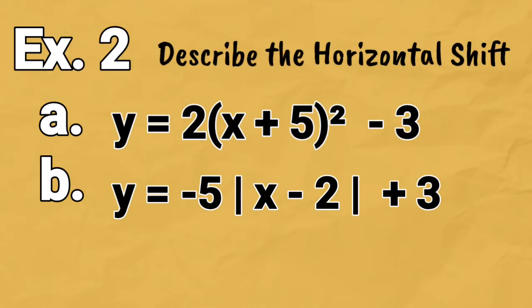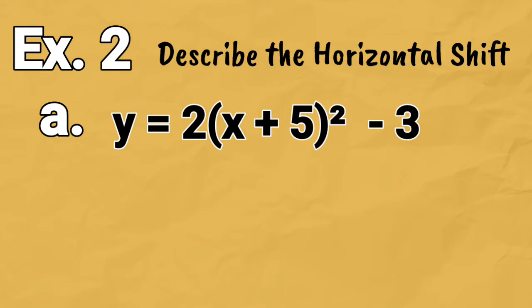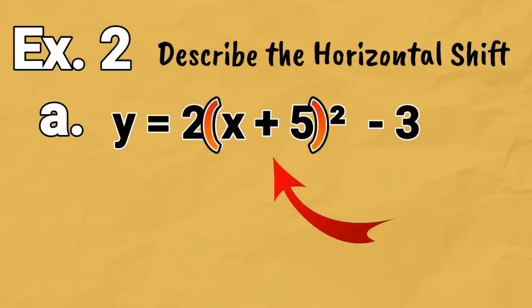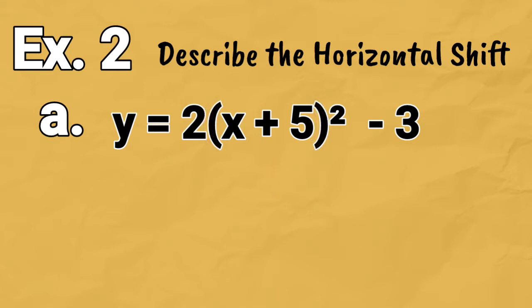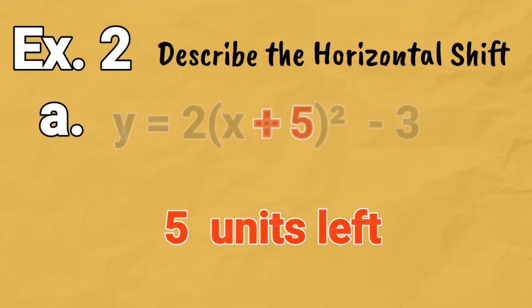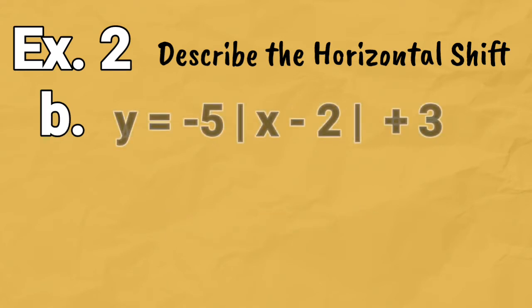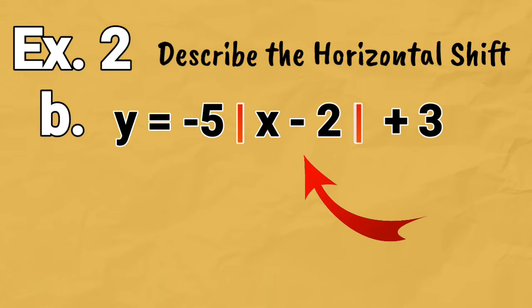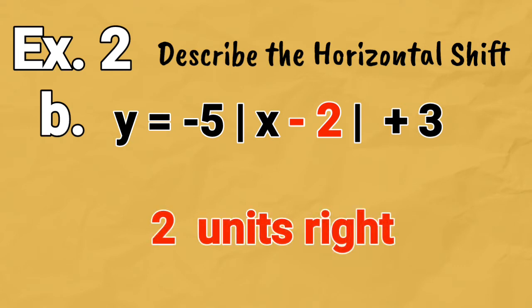Now let's find the horizontal shift in example 2a. We're looking for a number that's on the inside of the function that's being added to or subtracted from the x. Here we have 5 that's being added, so our horizontal shift is 5 units to the left. Now again for equation B, we're looking for a number on the inside of the function, with the x, that's being added or subtracted. Here we have a 2 that's being subtracted, so our horizontal shift is 2 units to the right.